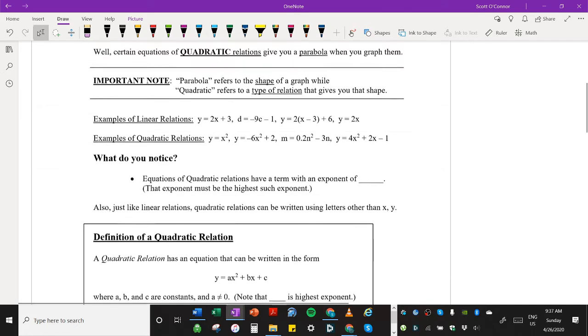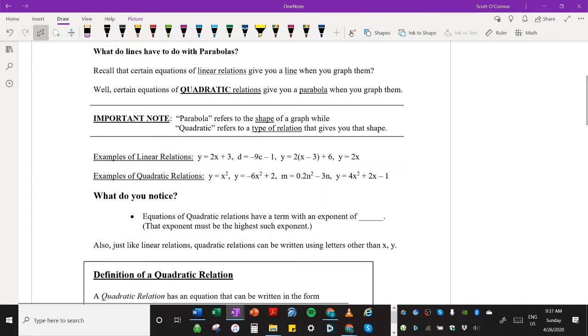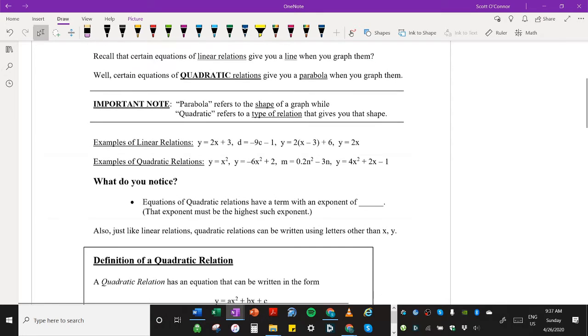All right, so to start us off, we're just going to reflect on something that we should have learned in grade 9. In grade 9, we learned about linear relations, and when we graphed a linear relation, we created a line. Now we're going to be doing quadratic relations, and when we graph that, we get a parabola. It's important to note that the parabola refers to the shape of the graph, while quadratic refers to the type of relation that gives you that shape.